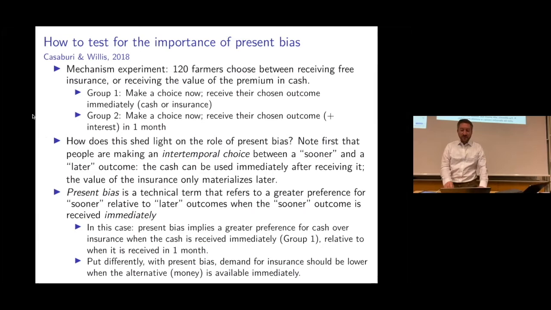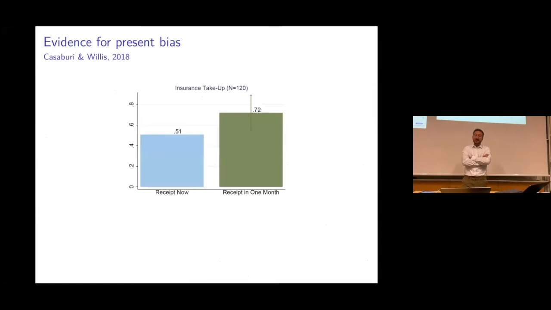Okay, so what that implies is that the demand for insurance should be lower when the money is available immediately, the alternative to the insurance. And so that's exactly what Jack and Lorenzo find. The left column shows you the insurance take up when the money is available immediately, when both the insurance and the money materialize immediately after the choice. The right column shows you the insurance take up when both money and insurance are delayed by a month.